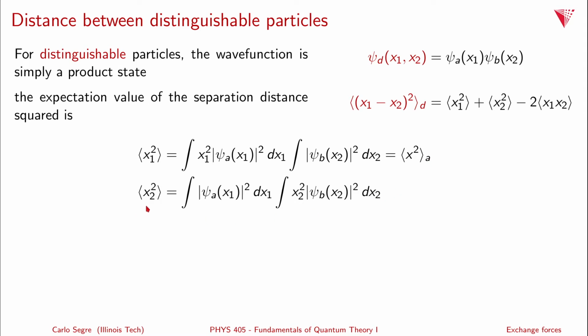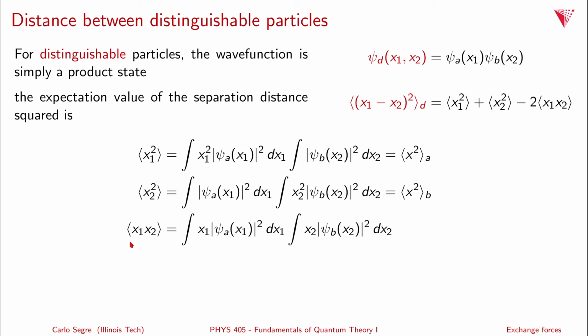Similarly, when we do the expectation value of x2 squared, now the x2 squared goes in with the integral on psi b, and so we get the expectation value of x squared in state B. And then we want to do the third integral, which is the x1 times x2 expectation value, and the x1 goes with the dx1, and the x2 goes with the dx2. So this is just the product of two expectation values: the expectation value of x in the A state and the expectation value of x in the B state.